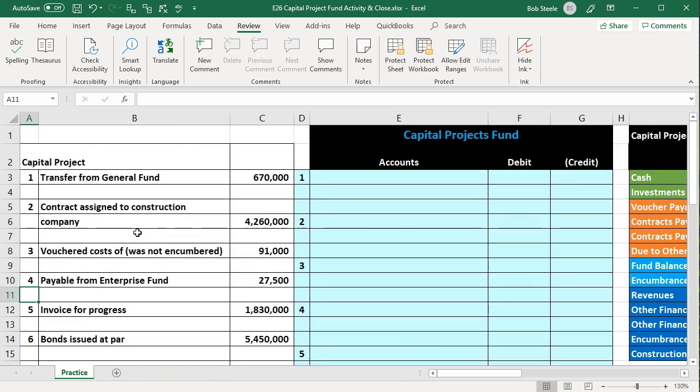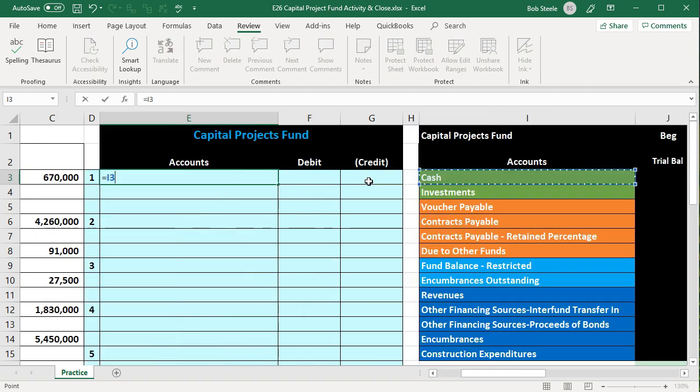The first transaction says we transfer from the general fund $670,000. So we've got the transfer in. We're going to increase the cash. Cash is going to be increased by the cash amount, and the other side is going to be a transfer in. We're not going to call it revenue, but it's kind of like revenue. We're going to call it a transfer in.